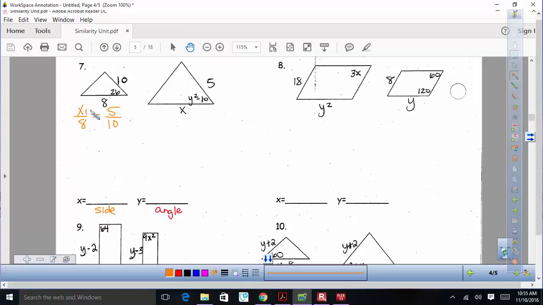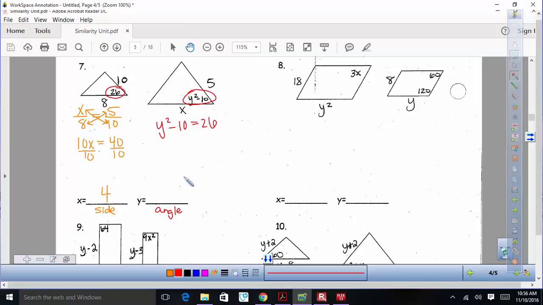Good. So x times 10 gives me 10x. And then 8 times 5 gives me 40. To solve for x, we divide by 10, and x equals 4. Okay. Now for the angle, how would we do the angle, Bevan? Very good. So we do y squared minus 10 equals 26.